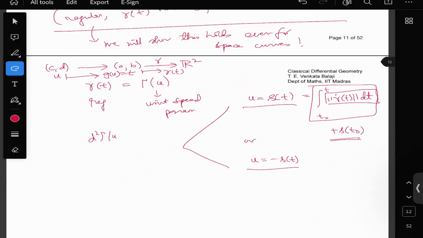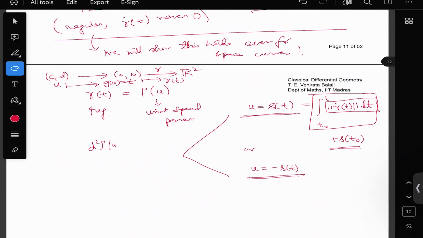So the point is, whether you take u equal to st or u equal to minus st, this d squared gamma of u by du squared will never change, okay. It does not change for these choices. That's because when you do the first derivative, you will get a sign change, then you do a second derivative, you will get one more sign change, and they will cancel out, okay.